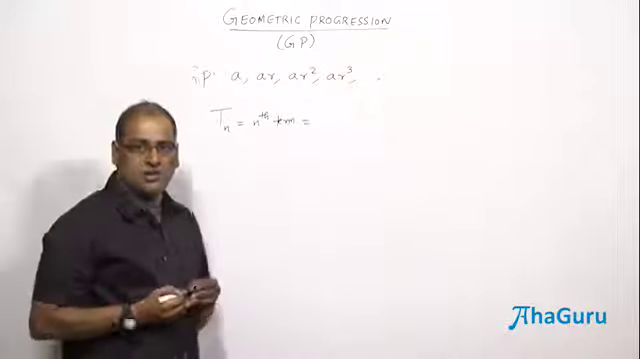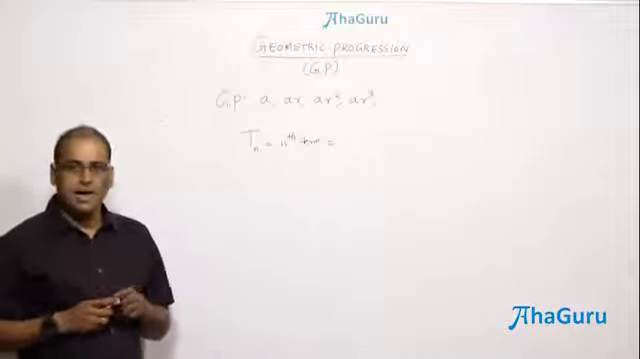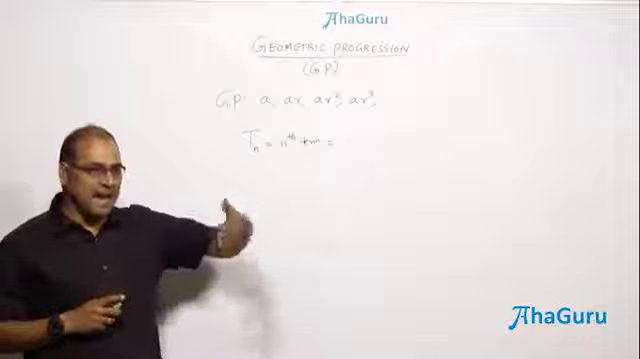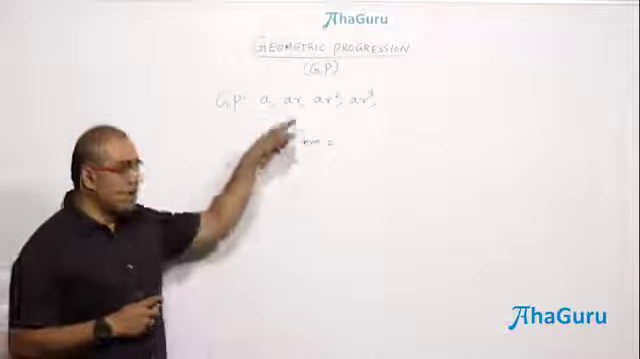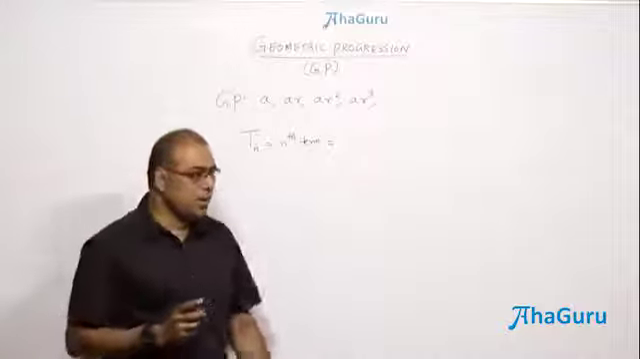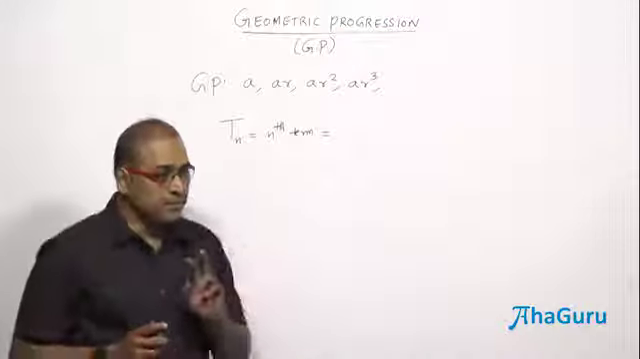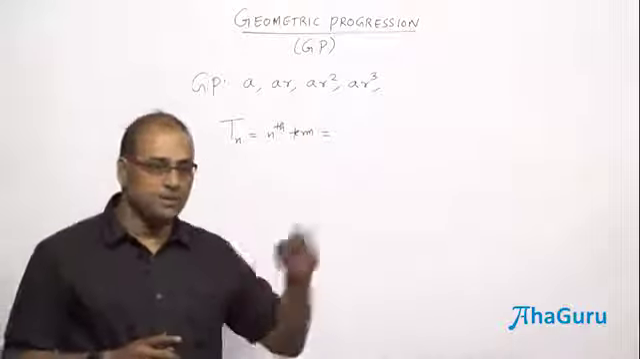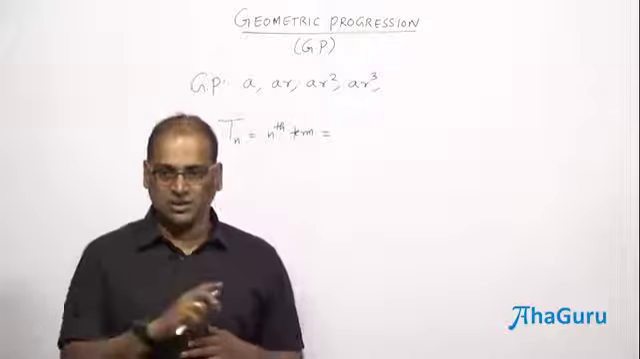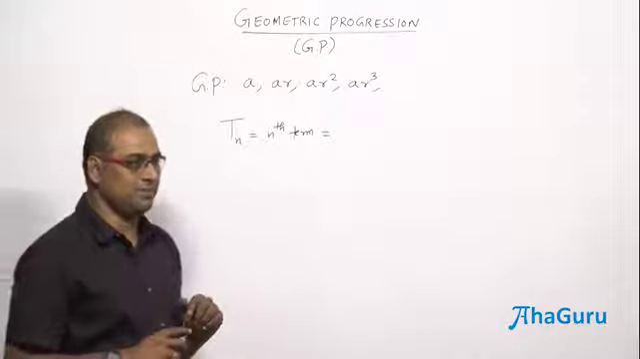So you know the first term is A, the second term is A into R, just like adding D in an AP, here you multiply by R. If you multiply one R, you move to the second term. If you multiply R 2 times, actually you are multiplying R squared, but you are moving 2 terms to the right from the first term. So you will be getting only the third term, right?